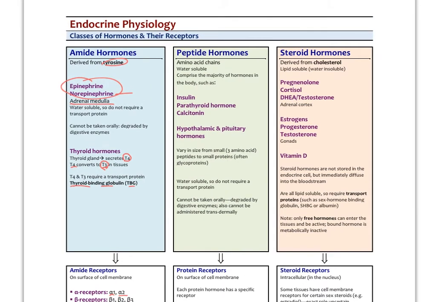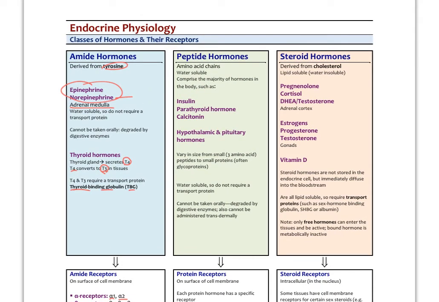The other major class of hormones would be the peptide hormones. These are longer strains of amino acids. These are all water-soluble, and they comprise most of the hormones, like from the hypothalamus, your insulin, parathyroid hormone, calcitonin. All of these can range from being very small, just 3 amino acids in length, for example, to very large proteins, and they're often glycoproteins. They have sugar moieties attached to them as well. They don't need a transport protein because they're water soluble, and they, of course, can't be taken orally because you would digest them. So we'll see all these would have to be injected if you're going to use them as therapy.